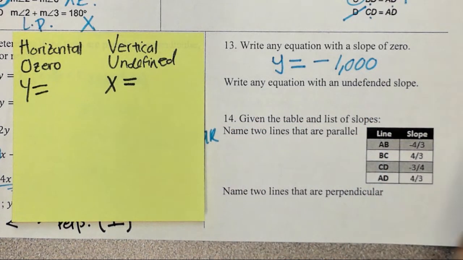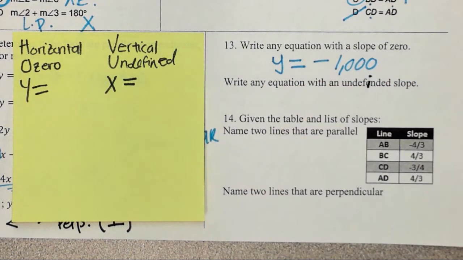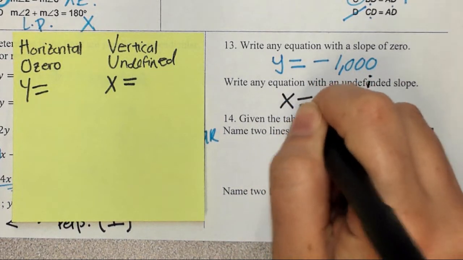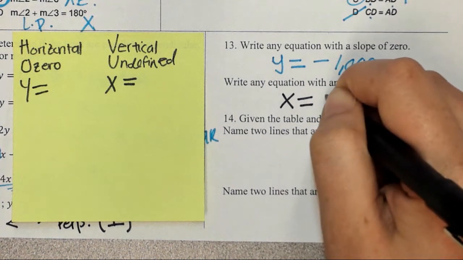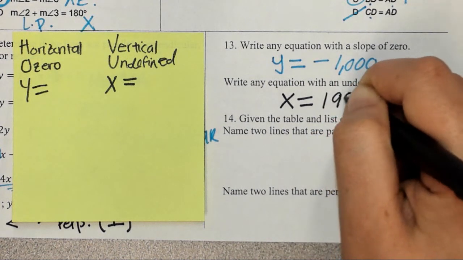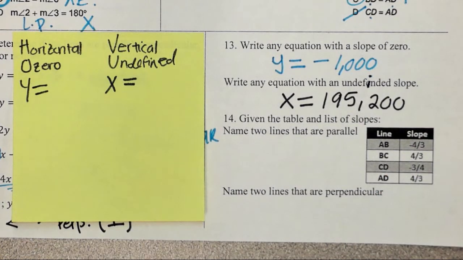Write any equation with an undefined slope, not an undefended slope. Correct that little typo. Okay, so once again, Vux, vertical, undefined, x equals. So any x equals equation would do here. So we could say, I don't know, x equals 195,200.